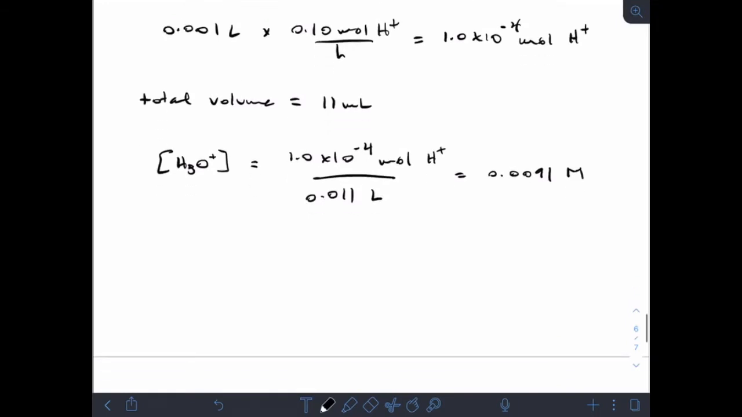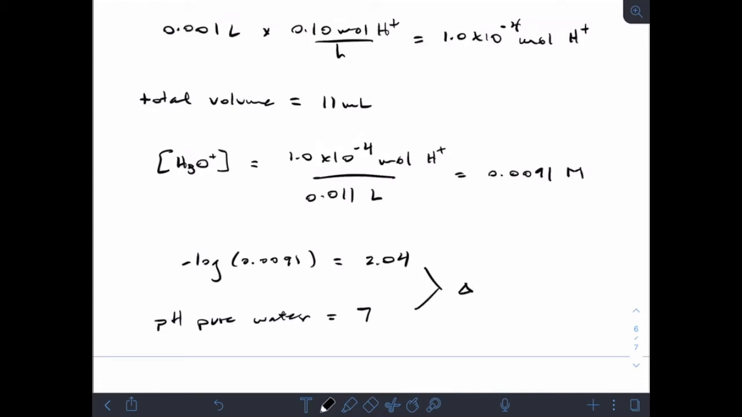Right? So the pH, because we added to pure water, is 2.04. Right? So the pH of pure water is 7. So we see a difference, a change, a delta pH of almost 5, right? By adding 1 milliliter of acid to 10 milliliters of water.